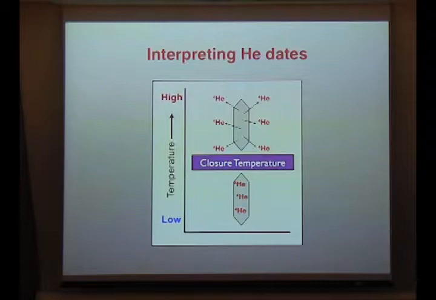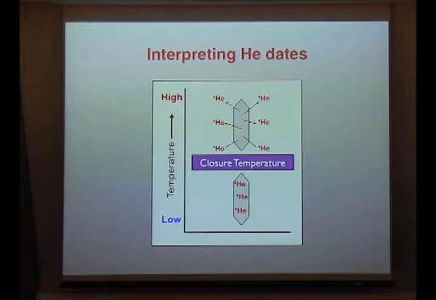So what you're actually dating with some of these systems isn't when the crystal formed, usually, but instead the time at which it crossed through some temperature where it got cold enough to hold on to its daughter product. And it was the recognition of this and the characterization of this that was done in the 80s and 90s that has allowed for this enormous explosion of helium dating throughout the earth sciences in the last 15, 20 years, something like that.